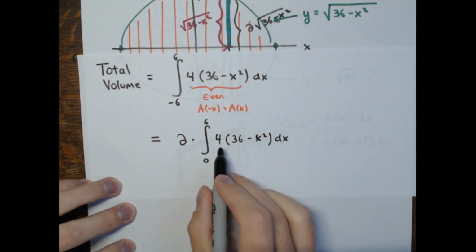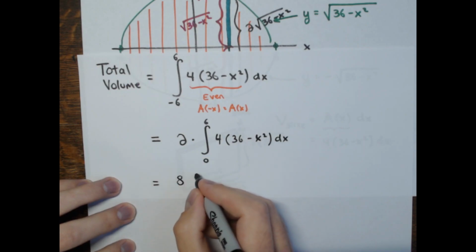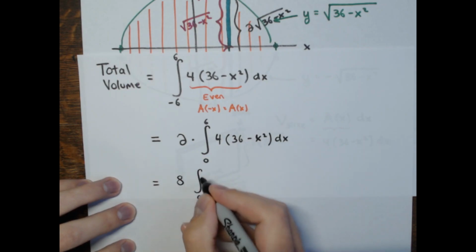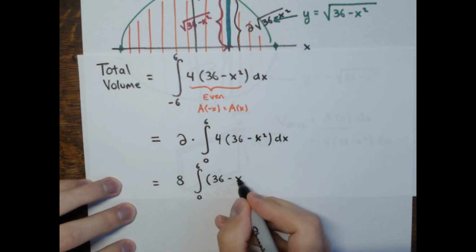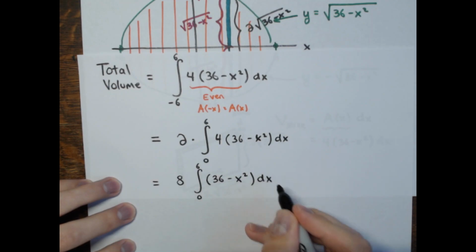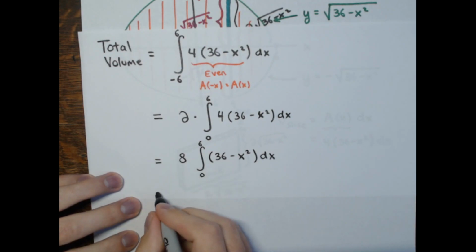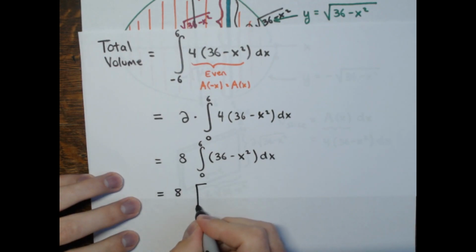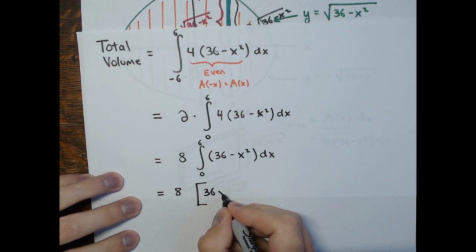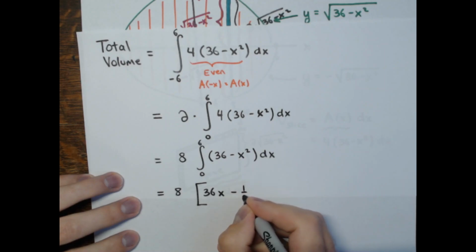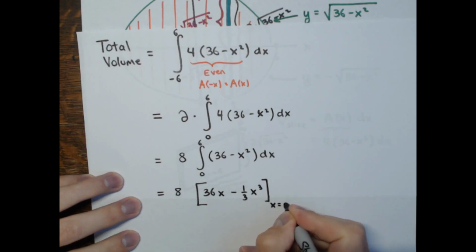Okay, now this 4 can come outside, right? Constant multiples can be pulled out. So this is 8 times the integral from 0 to 6 of 36 minus x squared. And now this is a nice simple sum here. I can just take the antiderivative very quickly. So it'd be 8 times 36x minus 1/3 x cubed. And we're going from 0 to 6.